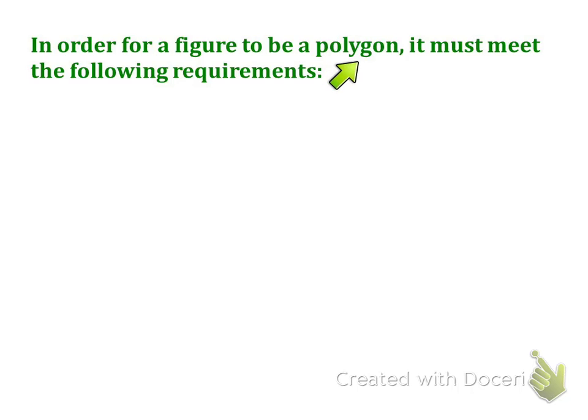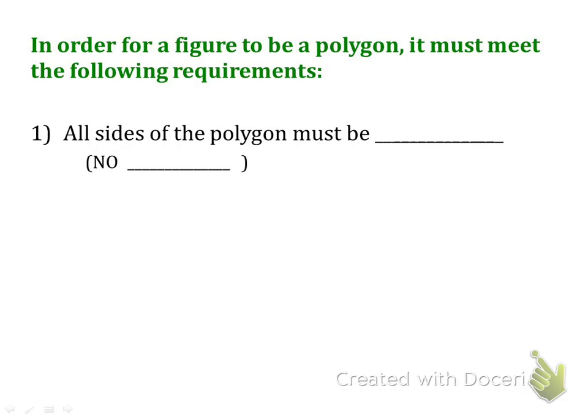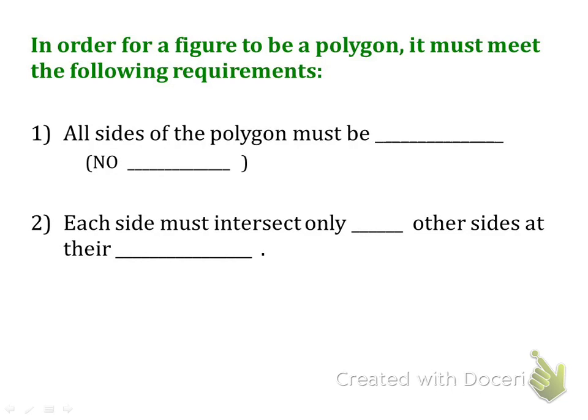In order for a figure to be a polygon, it must have the following requirements. Each side must intersect only one other side at their endpoint. Wait a second, not vertex, it's actually their endpoint. Lo siento on that one.